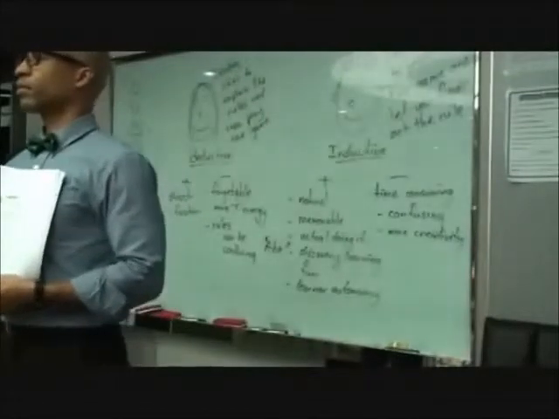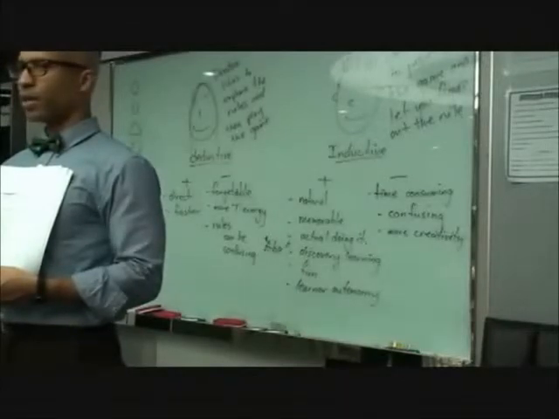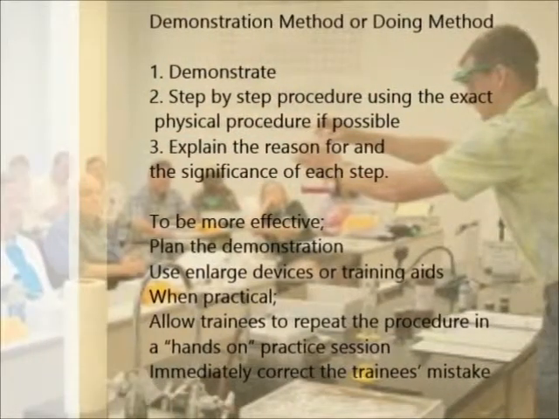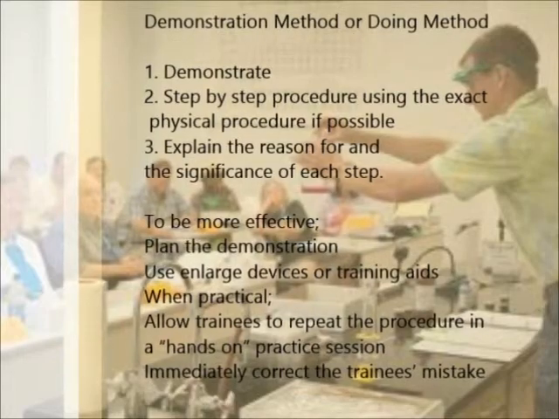All right, so who are you working with? Okay, and out of these 5, how many are you going to take out? 1. Why? Because it doesn't belong. Demonstration method, or doing method. Number 1, demonstrate. Number 2, step-by-step procedure using the exact physical procedure if possible. Number 3, explain the reason for and the significance of each step. Tips. To be more effective, plan the demonstration. Use enlarged device or training aids. When practical, allow trainees to repeat the procedure in a hands-on practice session. Immediately correct the trainee's mistake.